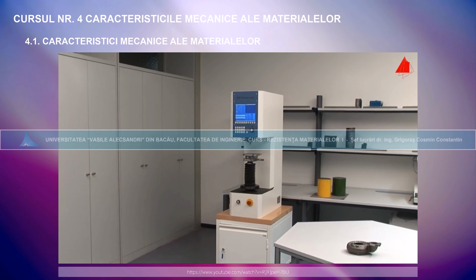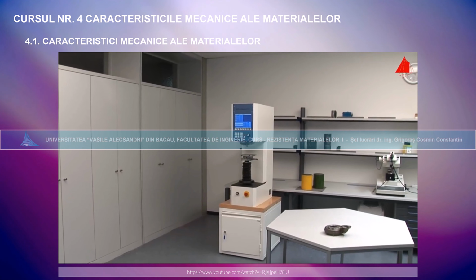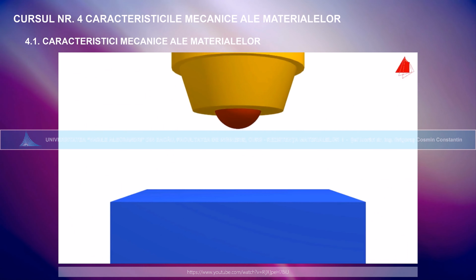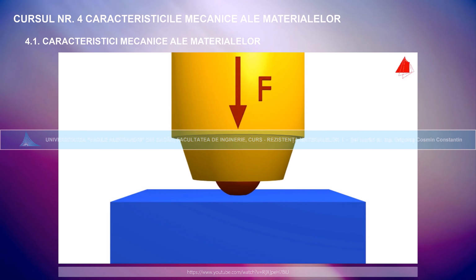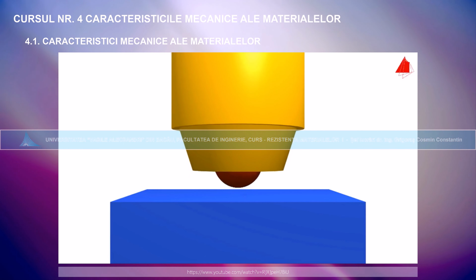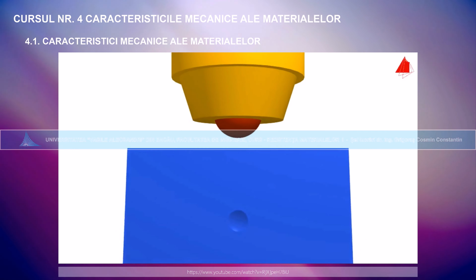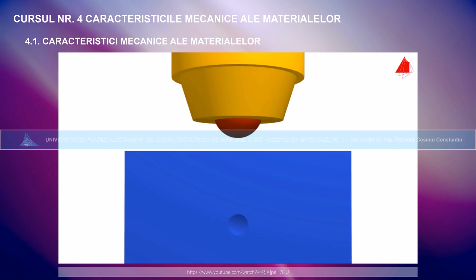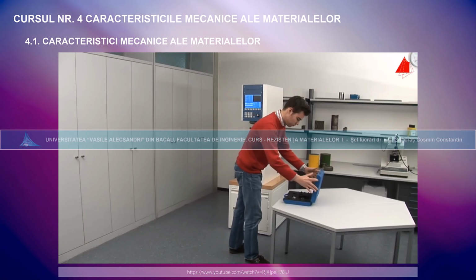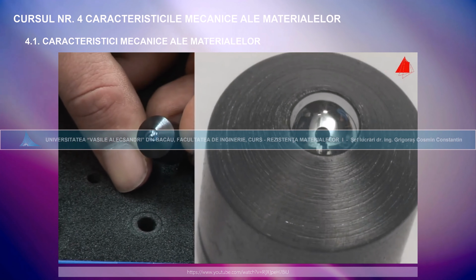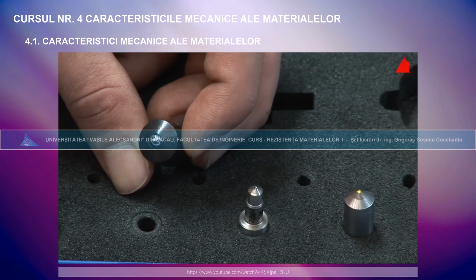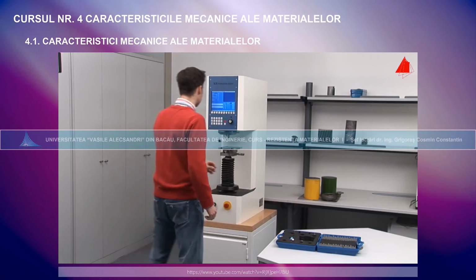After becoming familiar with the machine, let's start the experiment. The principle of the Brinell hardness test is to press a hard spherical indenter with an exactly defined force onto the test piece, then evaluate the surface area of the indentation. The tester selects a suitable spherical indenter and inserts it into the holding device of the testing machine.